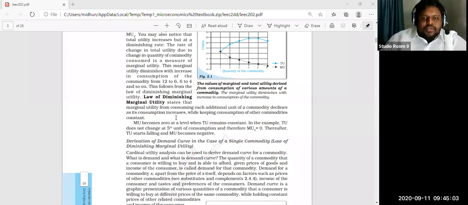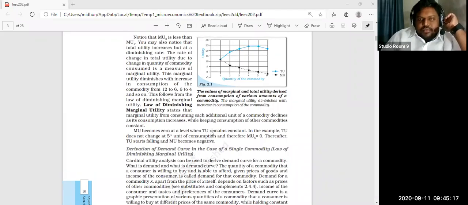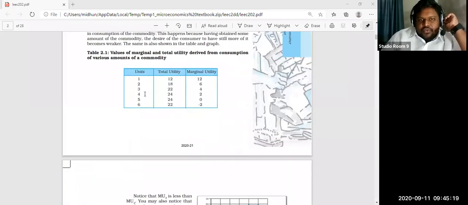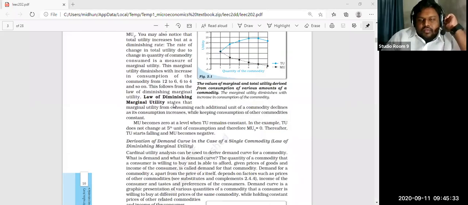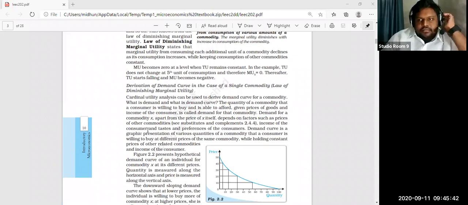Marginal utility becomes zero at the level when total utility remains constant. In this example, total utility does not change at the fifth unit of consumption, and therefore marginal utility 5 is equal to 0. In the table you can find that the fourth is 24, the fifth is also 24. So 24 minus 24 is 0. At the fifth product, the marginal utility remains constant, that is 0. But going to the sixth product, what happened? It turned negative. Okay, idea clear? Yes, sir.